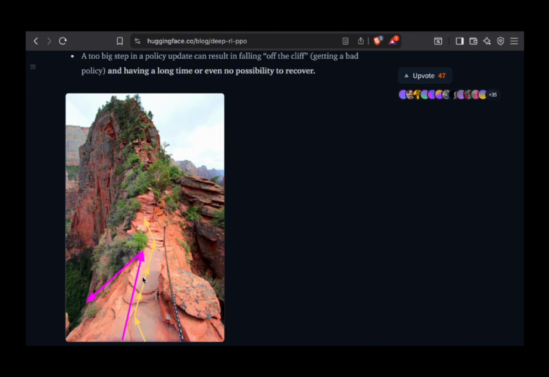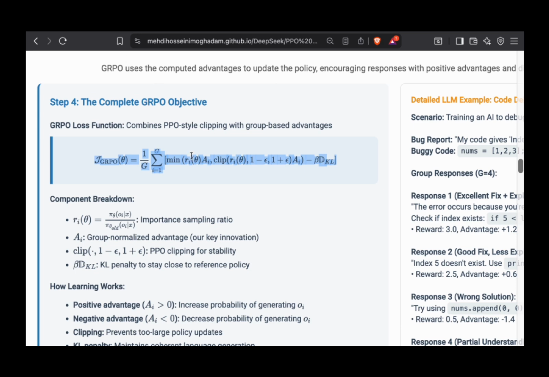We want to have the updates to make sure that we learn something, but we want to make them short in order to make sure that our LLM is not going to forget what it was doing. So again, we have that G, which is the group size, and the rest of the thing, if you remember from PPO, is technically the same as PPO. We have those r_i, which are the importance sampling ratios, and the advantages, just like we calculated previously.